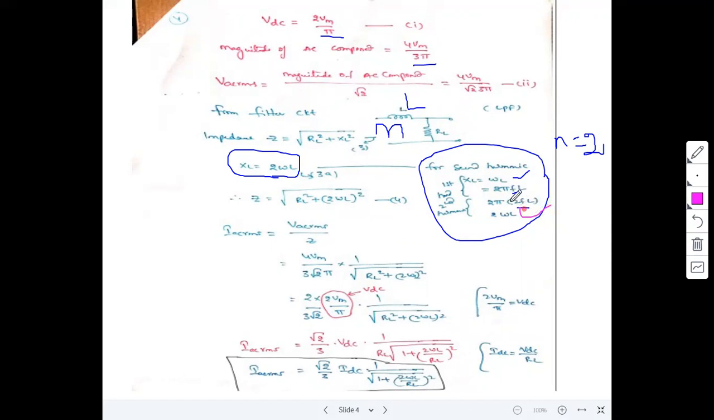Remember this one. Now XL is equal to omega L, that is 2 pi f L. For the first harmonic, n equal to 1, the frequency is f itself. For the second harmonic, the frequency is 2f.